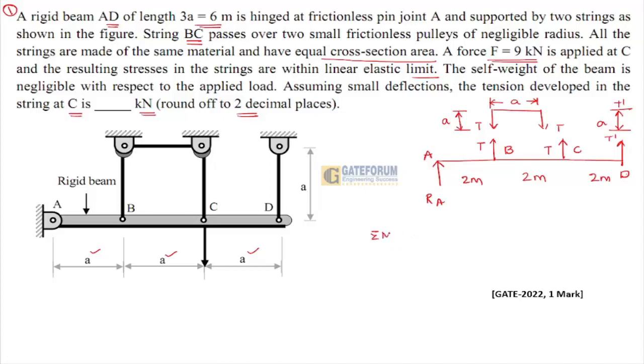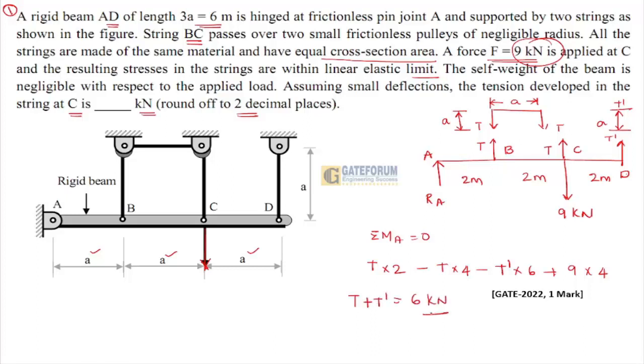When I take moment about A equal to 0: T into 2 minus T into 4 minus T dash into 6 plus 9 into 4. Force is 9 kilonewton given to me. So obviously when I take that 9 kilonewton force, where it is acting at point C like this, right? This is the force, black color line, 9 kilonewton. So from here, T plus T dash is equal to 6 kilonewton will be the answer.